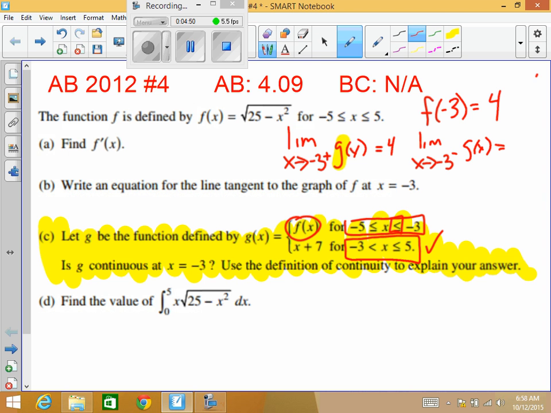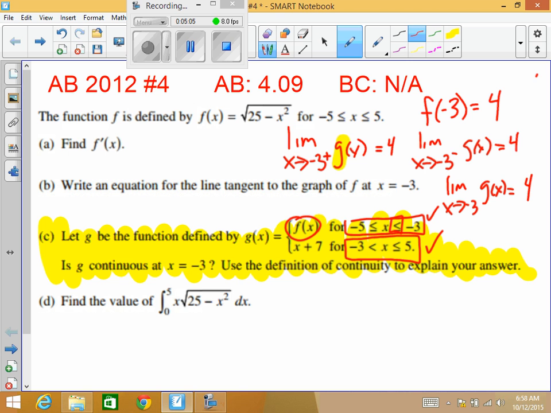The left-hand side of negative 3 is going to use the top piece, which means we want f of negative 3, which we also know is 4. Therefore, the limit exists, the limit as x approaches negative 3 of g of x is equal to 4.